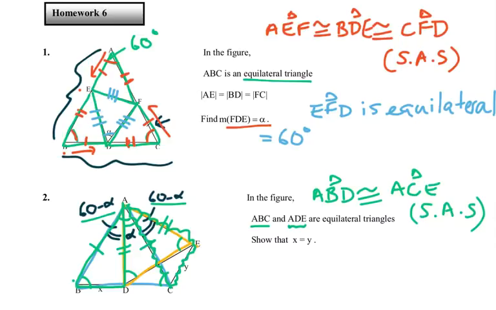Alright, so because those two triangles are congruent, that means that these sides must be equal. So there we have it. Because these triangles are congruent, that means that we've shown x is equal to y.